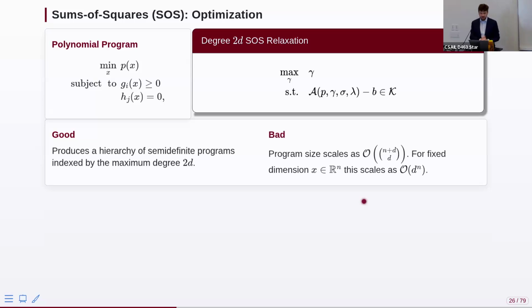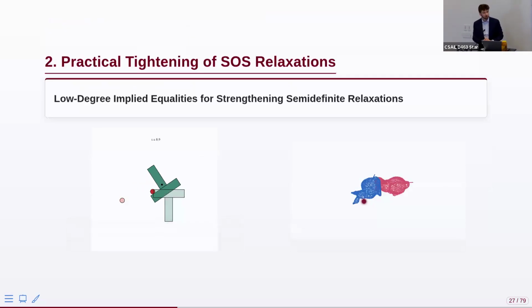The downside of this is that it doesn't scale very well in degree. So if you have a program with n variables, the program scales as O(D^n). And so if you want to turn this degree up very high, you're going to pay a very heavy cost for it. And so really using this technique in practice is all about trading off between the power of the program and the efficiency of actually solving the relaxation. So that's going to bring me to my work on how do we actually practically tighten sums of squares relaxations. Degree is a very blunt hammer.